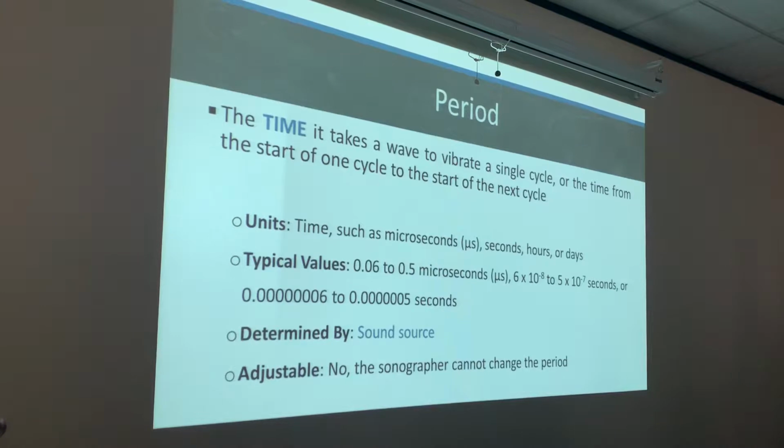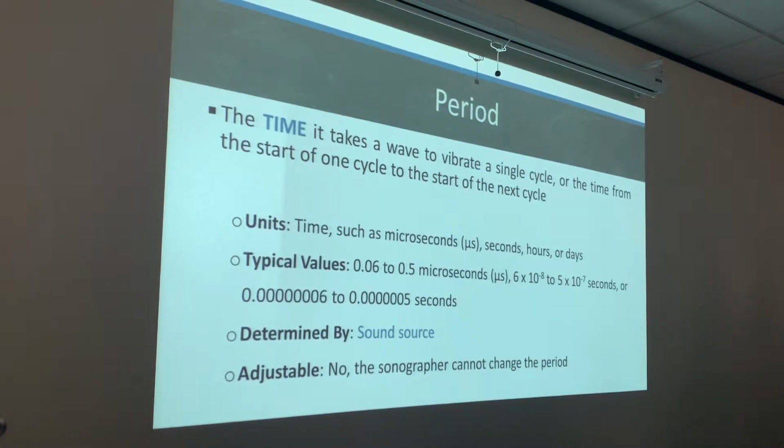So the period, guys, is determined by the sound source. The manufacturer already establishes how long it's going to take to complete one cycle when they're building these sound systems and these transducers. Therefore, it is not going to be adjustable. We can't change the period of an ultrasound system or a transducer. It's already built in by the manufacturer.